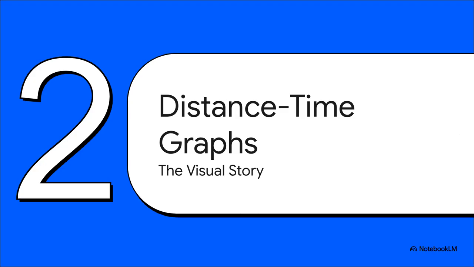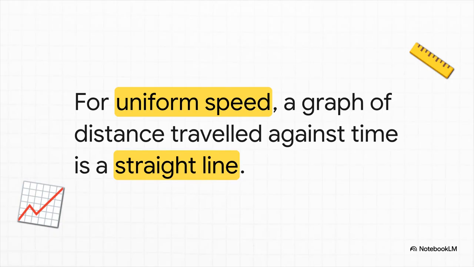Okay, so now that we have the words down, let's get to the pictures. We're going to look at our first storytelling tool, the distance time graph. This is where we can literally see an object's entire journey unfold. So imagine something is moving at a perfectly steady speed, like a car on cruise control. On a distance time graph, its story is just a nice, clean, straight line slanting upwards.